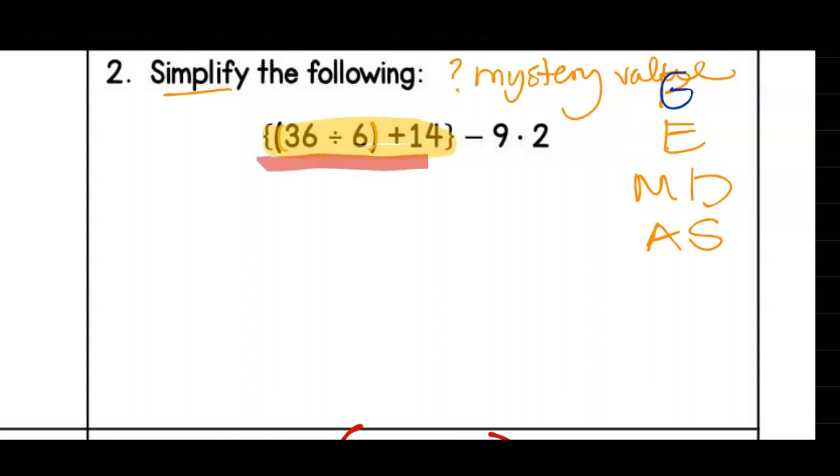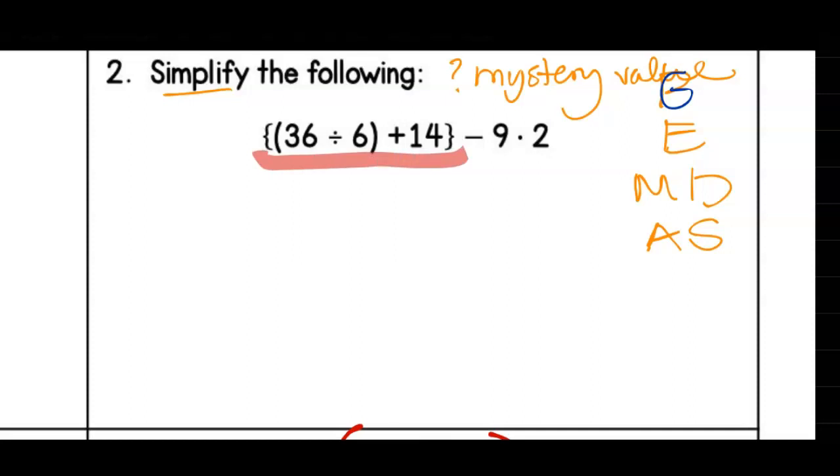So if we had a problem that didn't have any of this, this would be kind of like what we just did, okay? This represents one value, and then we're going to subtract the value of 9 times 2. That's a multiplication sign. So we need to be really careful with how we solve this problem because it does get a little bit more complicated. All right, so let's look at this. We have one value right here.